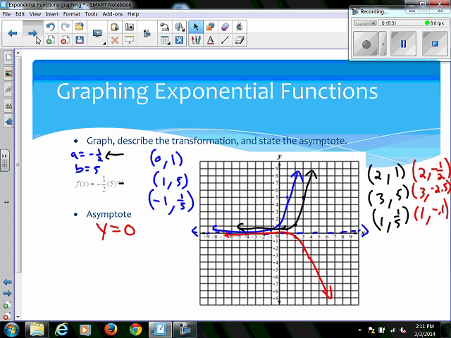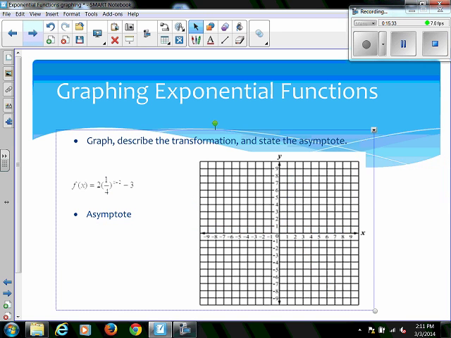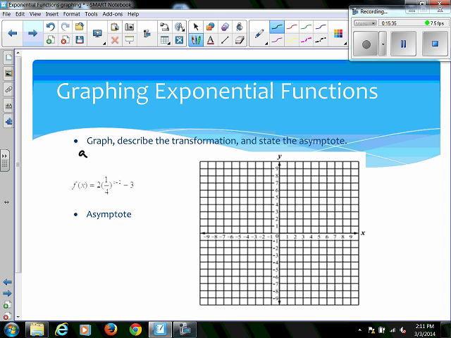We have A equals 2, B equals 1/4. Since B is between 0 and 1, we're going to have a decay. First thing I want to do is 1/4 to the x power. 0, 1, 1, 1/4, negative 1, 4. I'm going to label these so it will help me. My asymptote is y equals 0.